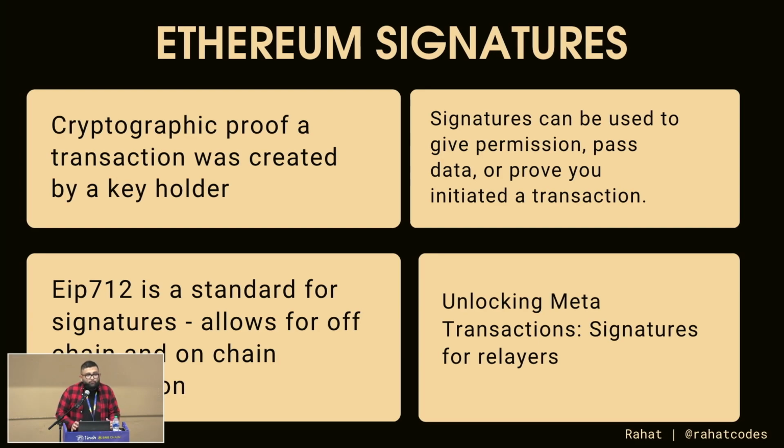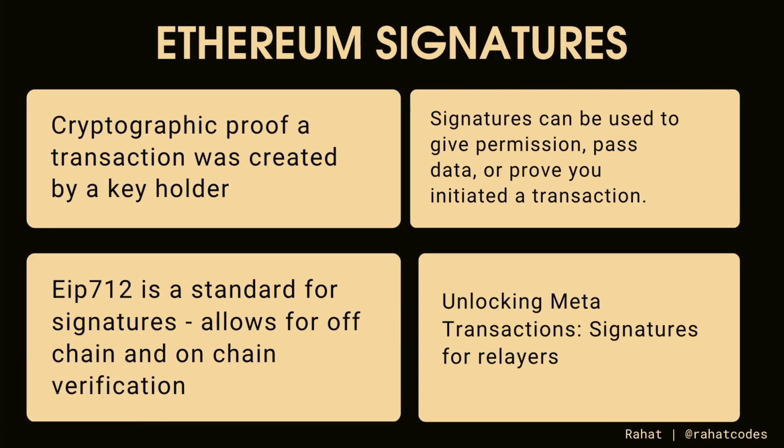Now, signatures can be used a couple different ways. They can be used to give permission to do something, pass data, or prove that you just initiated a specific transaction. So one specific way of implementing signatures, EIP 712, is a standard that you can follow. And this allows for both off-chain and on-chain verification. We'll touch on that just a little bit more. And ultimately, what that leads into is unlocking meta transactions, which are signatures for relayers.